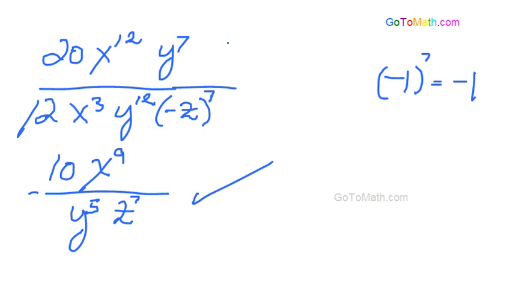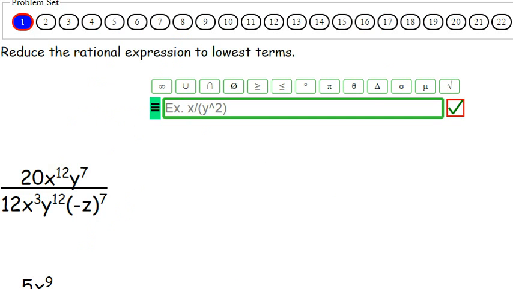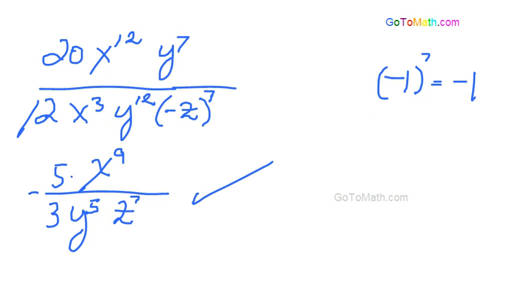Alright, we've got to rethink this real quick. This part, I once again didn't write enough information down. We've got, let's see, 4. 4 goes into 20 5 times. 4 goes into 12 3 times. Okay? Yeah, negative. What are we at here? Negative, let's see, 5x to the 9th over 3y to the 5th, z to the 7th.